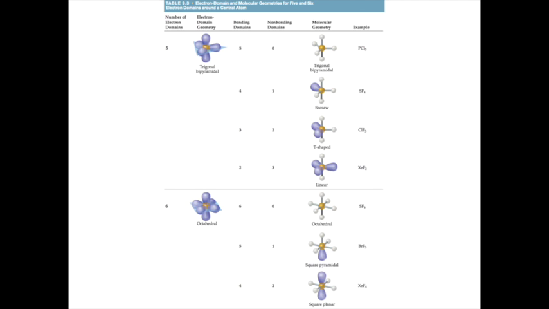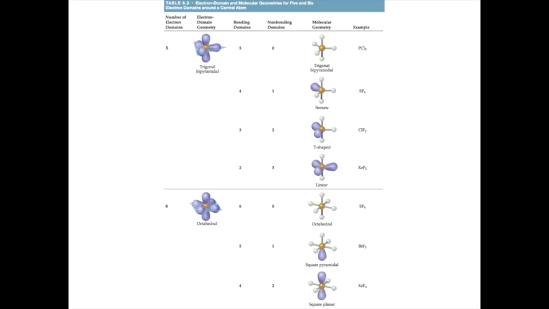So I'm going to be introducing 2 new electron domain geometries, and therefore 7 different molecular geometries that you haven't been introduced to yet. But it's all very manageable, and you'll get plenty of practice with it in class.